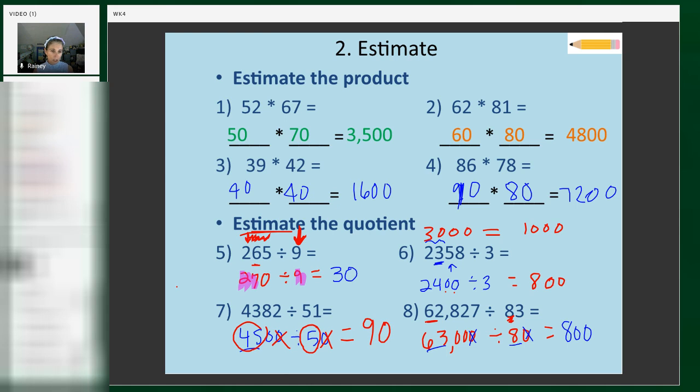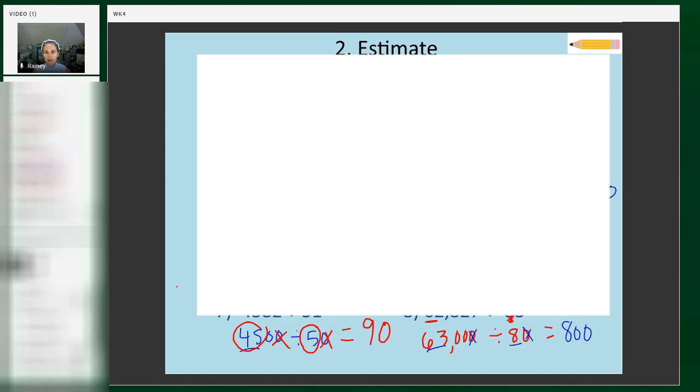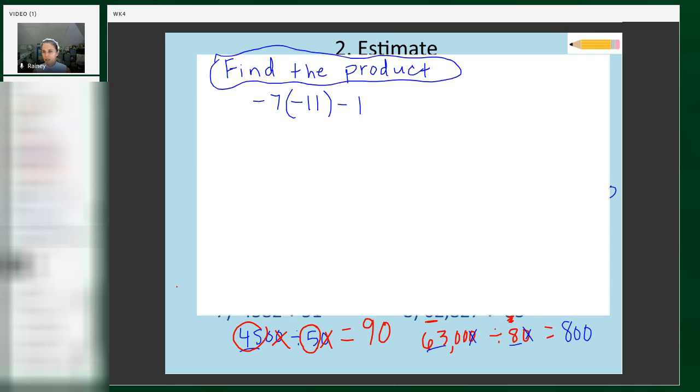Okay. So for the last thing, I know we had a question on the test, and I went in and made sure everybody got credit for it, because I'm pretty sure it was -7 times -11 minus 1. I don't have it with me. But the directions said, and some of y'all got it right, so I just gave it to you. Even if you missed it, I gave it to you. It said find the product. So that's your key direction point there. That means you're going to be multiplying. So technically, you should have multiplied.